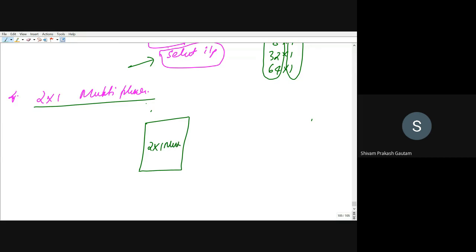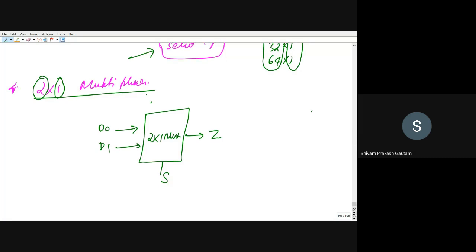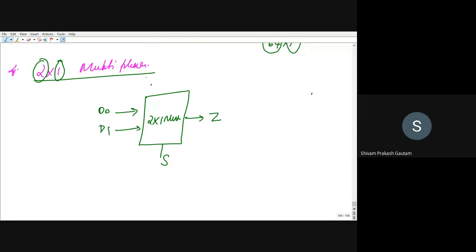Here you can see there will be 2 inputs and the output will be 1. So let us draw the inputs. Let us say this is D0, this is D1. Let us denote the output by Z, and let us say that the select input is S, right? So we can implement this using a truth table, a functional table.